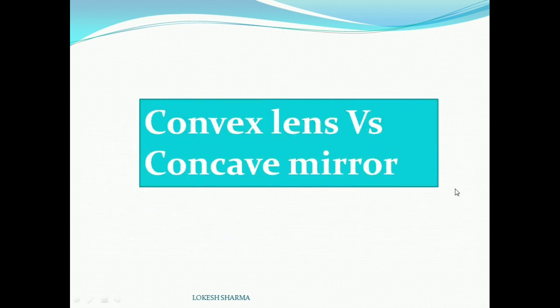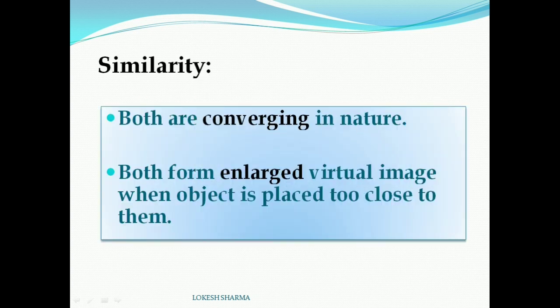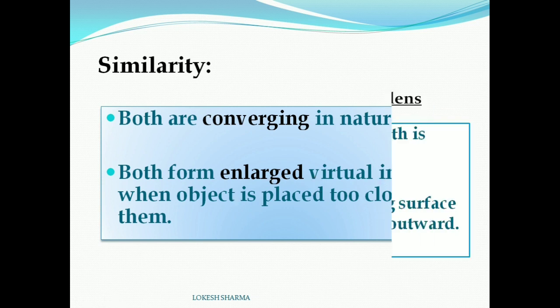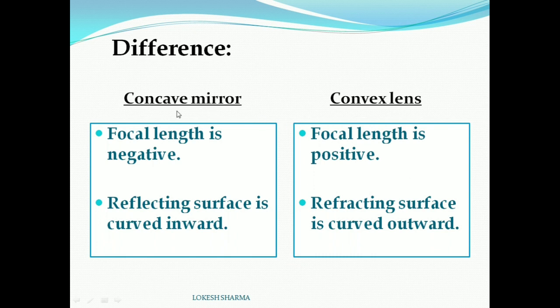Now convex lens versus concave mirror. The similarity is both are converging in nature. Both form enlarged virtual image when object is placed too close to them. And difference is in concave mirror focal length is negative and reflecting surface is curved inward, and in convex lens focal length is positive and refracting surface is curved outward.